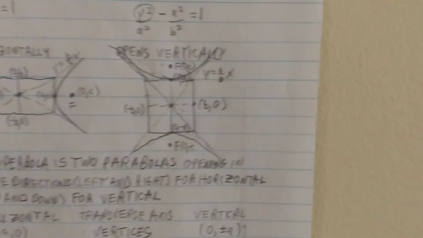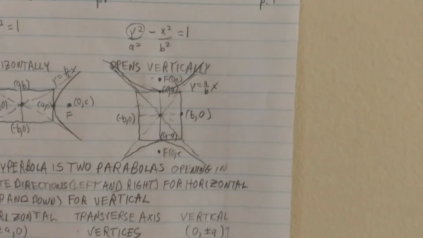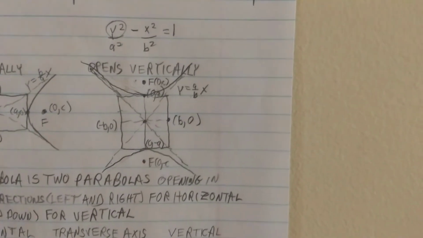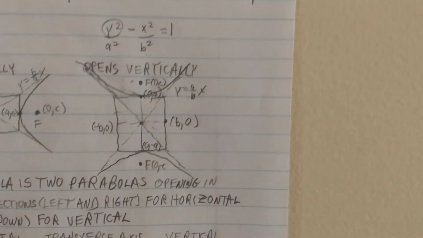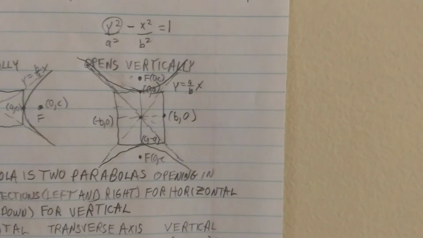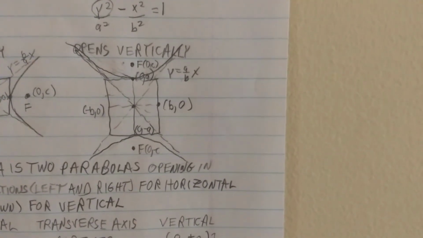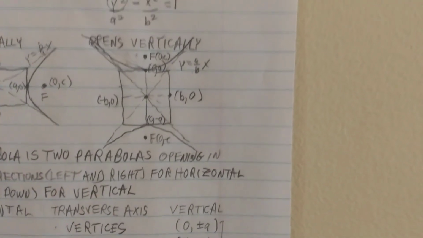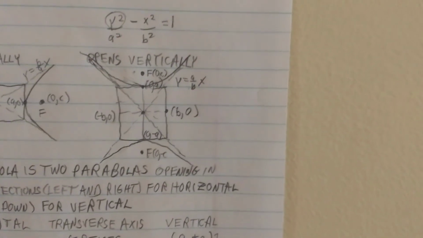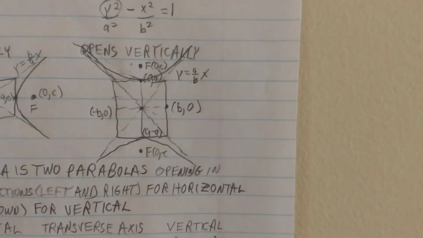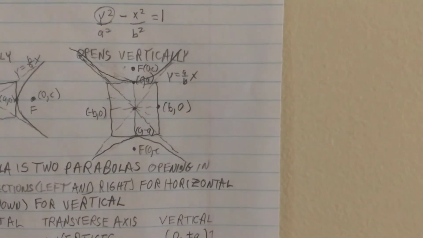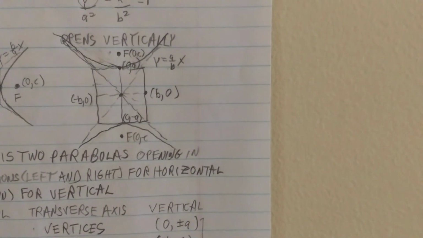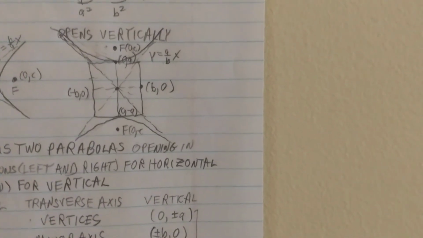Now for the vertically opening hyperbola, we have y squared over a squared. Remember, y squared is what matters because it came first, minus x squared over b squared equals 1. Now the box is plus or minus b to the left and right, because that's not the way it's opening, but up or down a, because that is under the y, the letter that came first. So we have (0, a) and (0, negative a) as the edges of the box. So we have a box that's 2a by 2b.